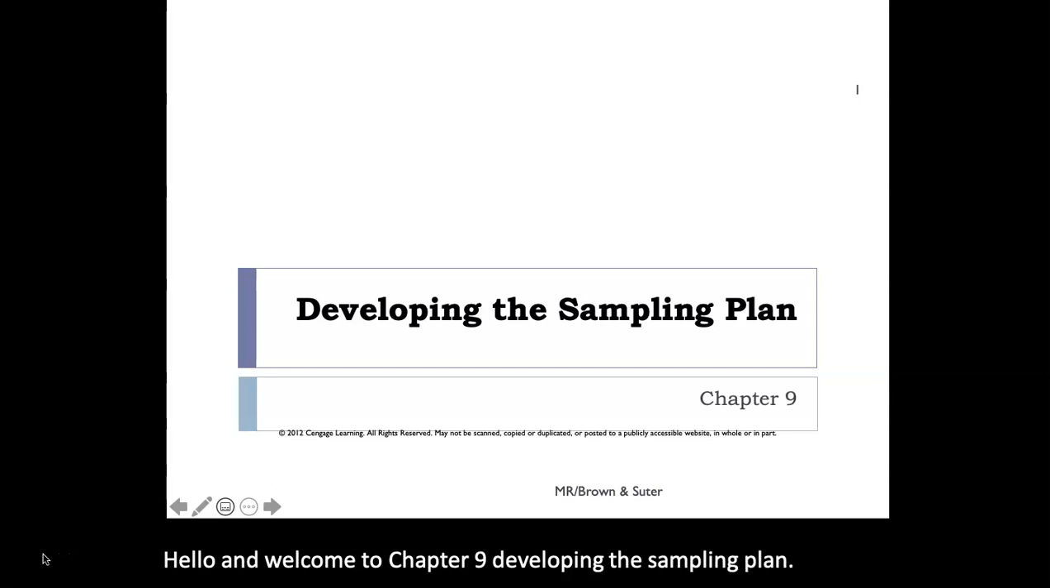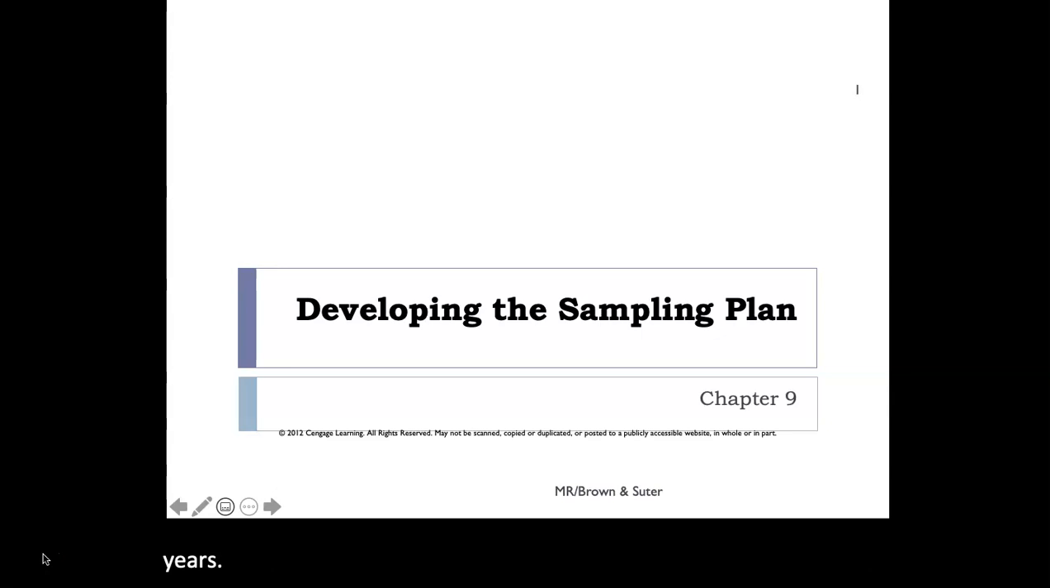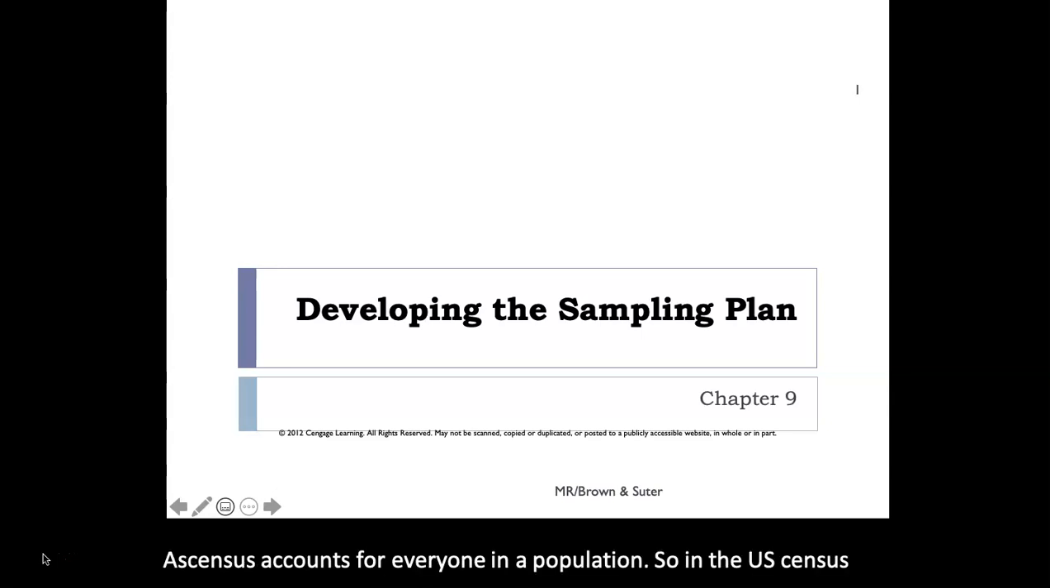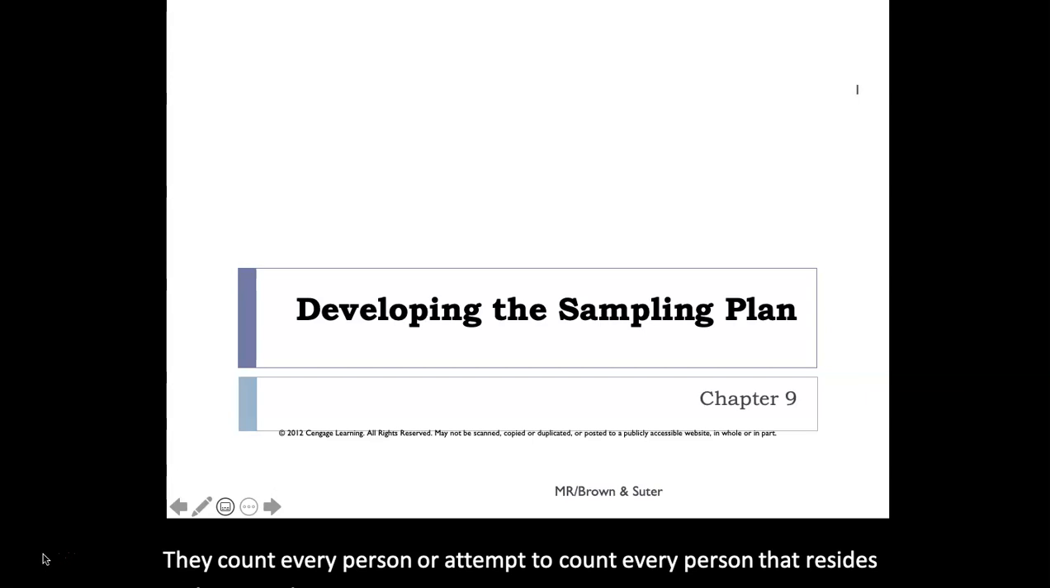One of the things I want to get clear right from the get-go is the difference between a census and a sample. Ironically, 2020 is the year of the U.S. Census. The U.S. Census is taken every 10 years. But a census accounts for everyone in a population. So when the U.S. Census goes out, they count, or attempt to count, every person that resides in the United States. It's obviously a very arduous task that takes months to complete.